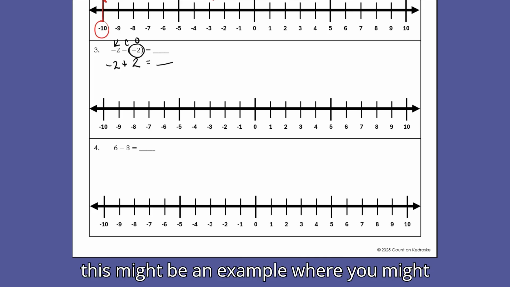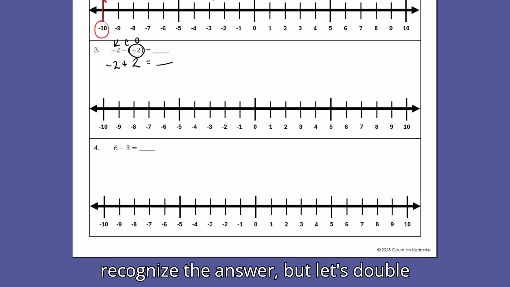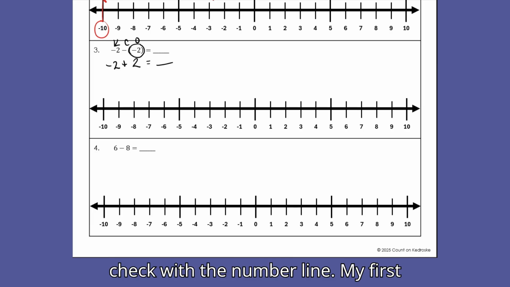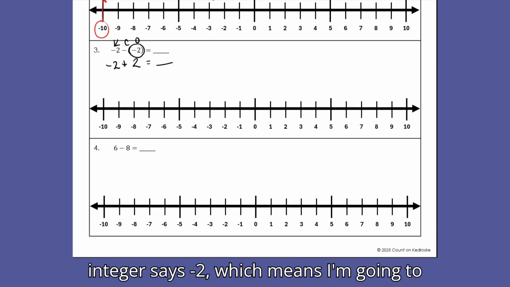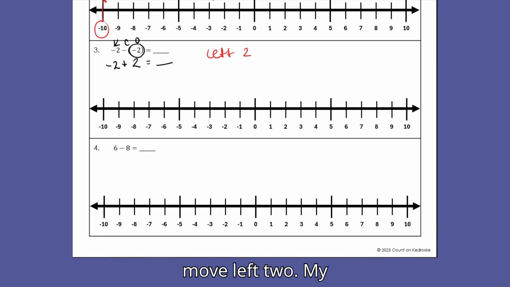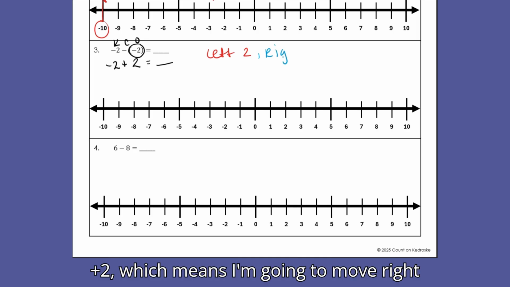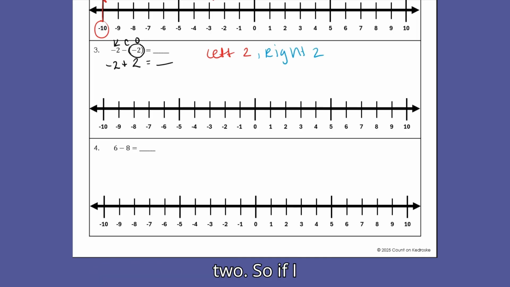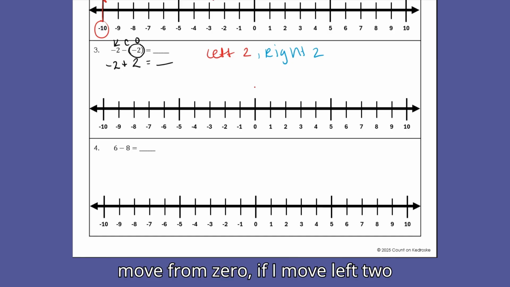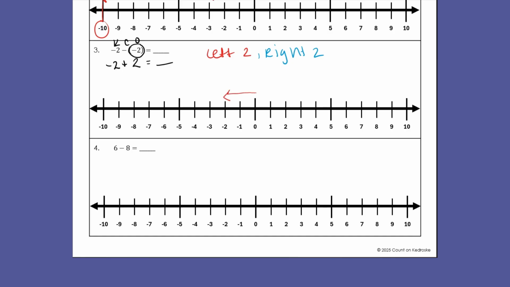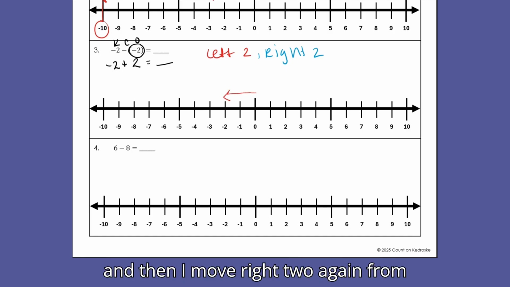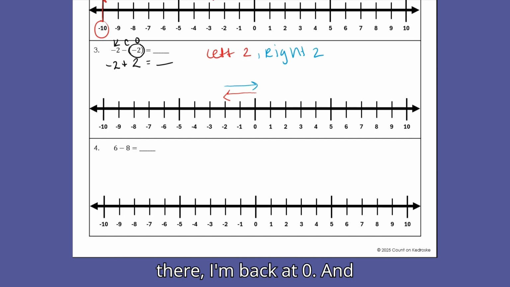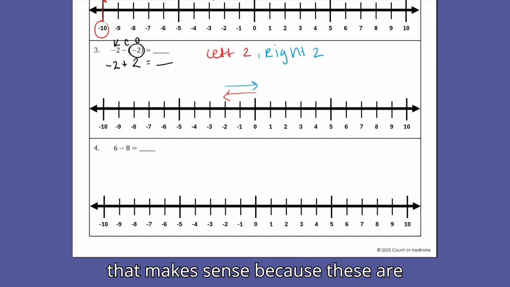And again, this might be an example where you might recognize the answer, but let's double check with the number line. My first integer says negative 2, which means I'm going to move left 2. My second integer is positive 2, which means I'm going to move right 2. So if I move from 0, if I move left 2, and then I move right 2 again from there, I'm back at 0. And that makes sense because these are additive inverses.